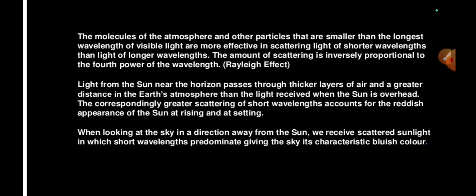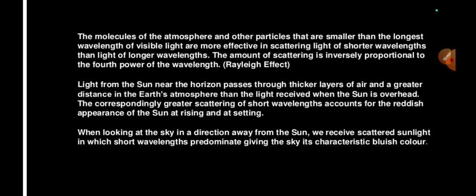The molecules of the atmosphere and the other particles that are smaller than the longest wavelength of visible light are more effective in scattering light of shorter wavelengths than light of longer wavelengths. The amount of scattering is inversely proportional to the fourth power of wavelength. It's called Rayleigh's effect. The amount of scattering is inversely proportional to the fourth power of the wavelength.